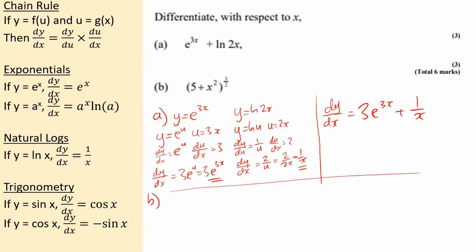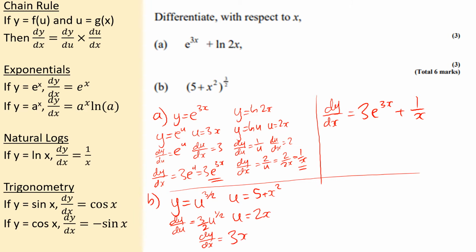What about part B? This is a single chain rule, so we're going to go y equals u to the power of 3 over 2, and we're going to say that u equals 5 plus x squared. We've done ones like this already, so we can say dy by du is equal to 3 over 2 u to the half, and du by dx is equal to 2x, since the 5 goes away. Multiply them together, we'll get dy by dx, where 3 over 2 times 2 is just 3.